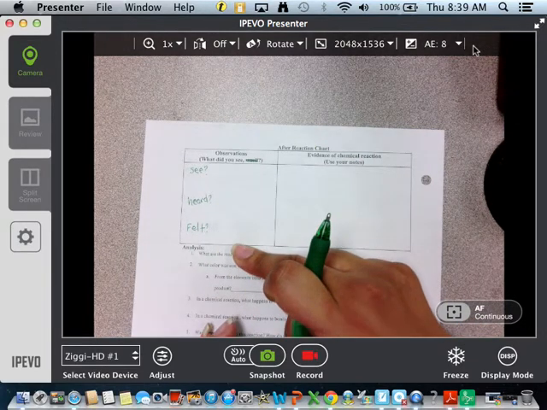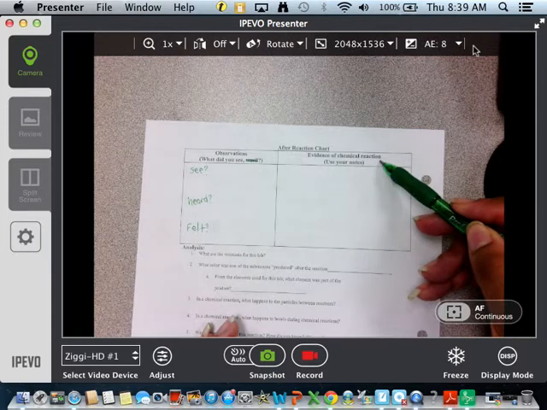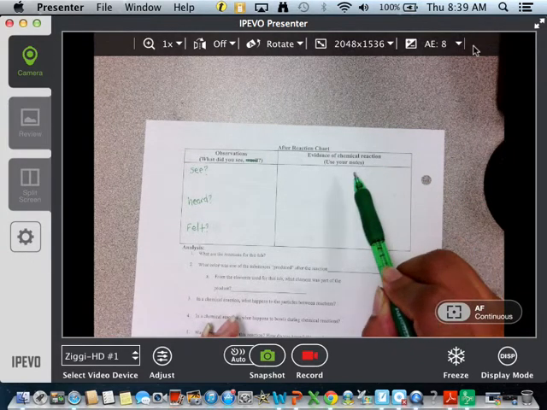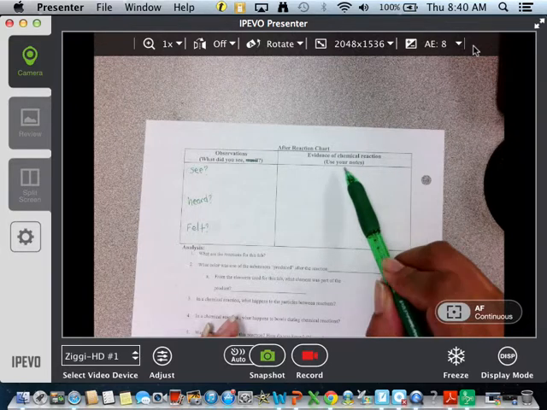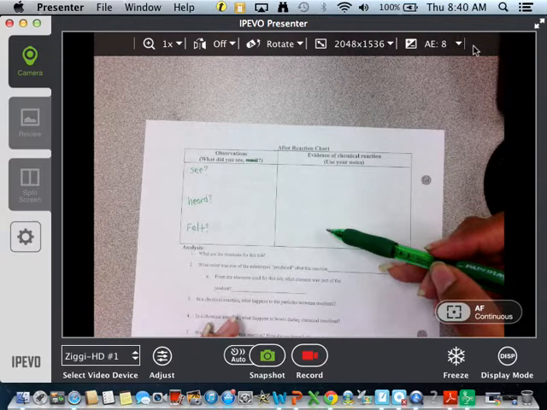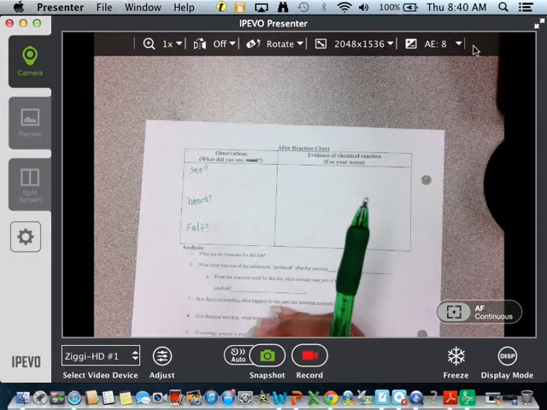All right? Then you're going to get in your notes and you're going to write down evidence of a chemical reaction. That is in your notes. So you need to use your notes and write down evidence only from this lab of a chemical reaction. Do you understand? Any questions? No. Okay.